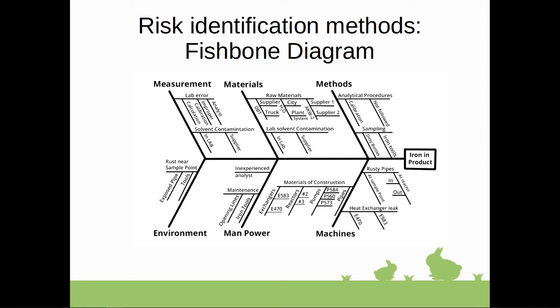Another method is called the Fishbone Diagram, also known as the Ishikawa diagram. It is basically a diagram to show cause and effect of a problem. You define the problem and associate the causes that lead towards this problem.